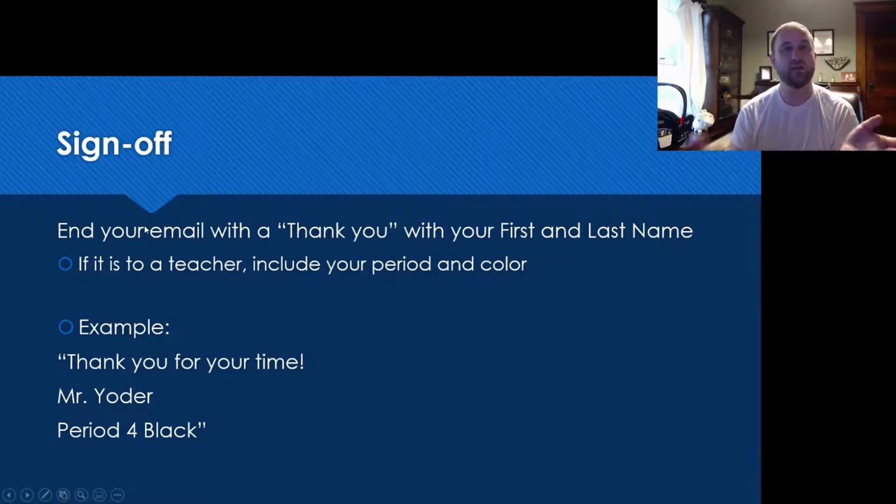If I'm sending an email to somebody, maybe I end off the body, I say "thank you," or "thank you for your time," or "thank you in advance." And then my name would be Mr. Yoder, and I'd say I'm in period four black. Okay, you might be in period 3 red. So you would end with your name, period 3 red. Okay, with a thank you in front of it.